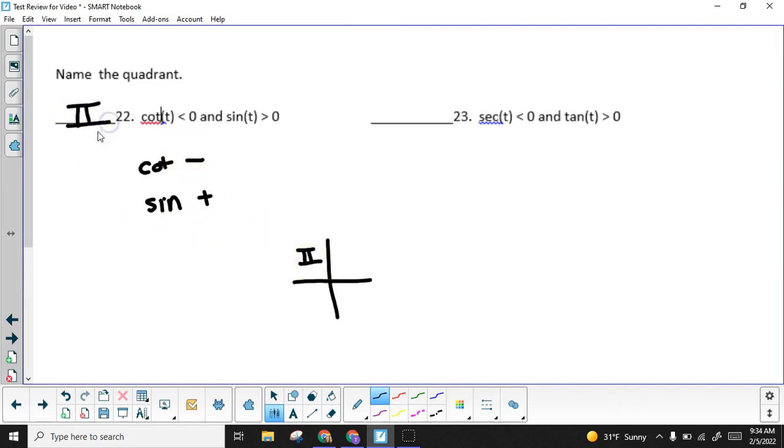For number 23, we're asked about the secant being negative and the tangent being positive. So the secant has to do with it's the reciprocal of our x-coordinate. We're looking for where our x-coordinate is negative, but if tangent is positive, that means that our x and our y are the same sign. Tangent is positive in quadrants 1 and 3, but in quadrant 1, everything is going to be positive. So it is quadrant 3 where we would have that our tangent would be positive, but our secant would be negative. So this is quadrant 3.